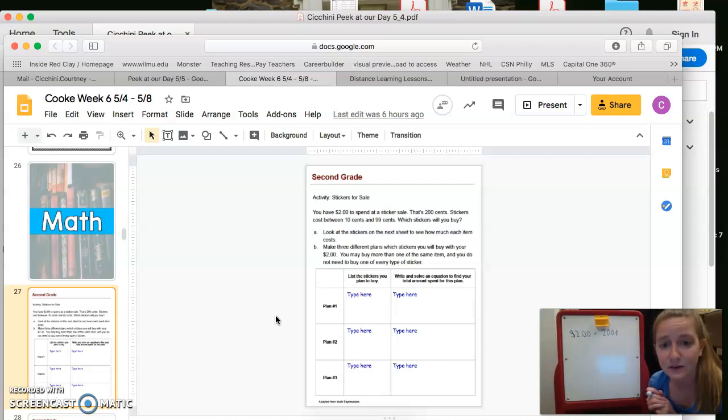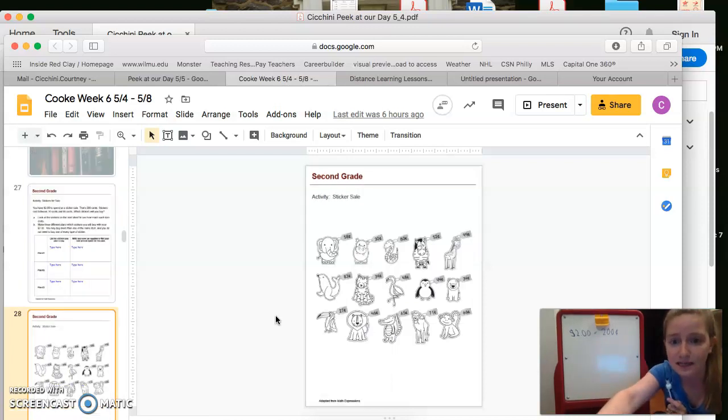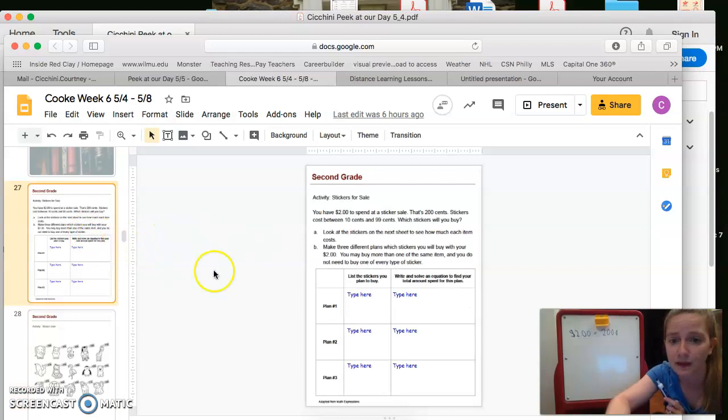It says stickers cost between 10 cents and 99 cents. Which stickers will you buy? So you have $2 to spend on stickers. It says look at the stickers on the next slide to see how much each item costs. If I go to the next slide real quick, you can see some animals and they have price tags next to them with how much they cost. So we'll use that in a minute.